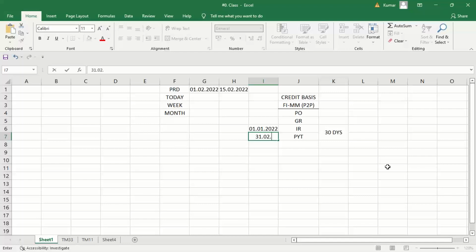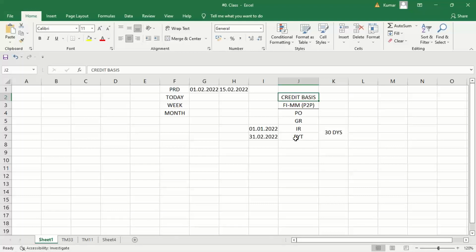So let's suppose the payment is going to be made on this date. If it is 60 days, then the calculation will happen the same way. So this is called procurement happening on a credit basis.